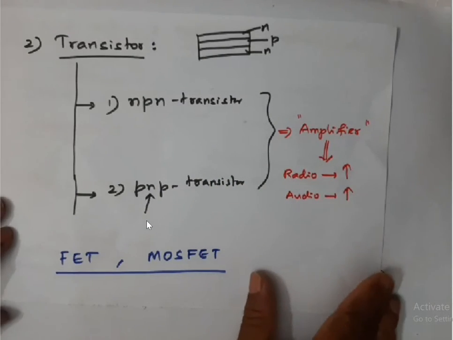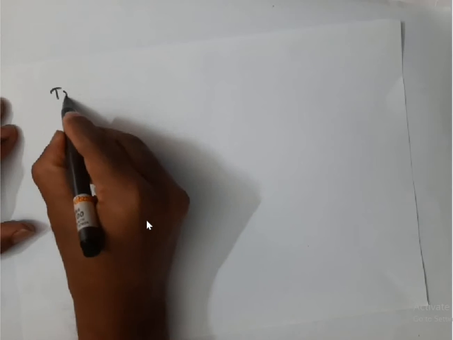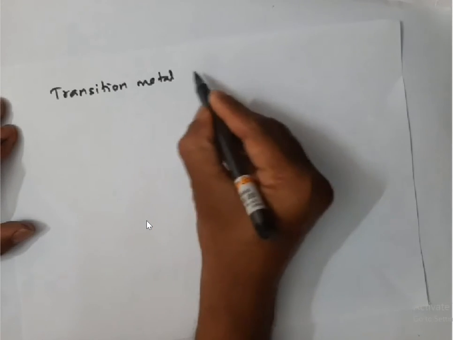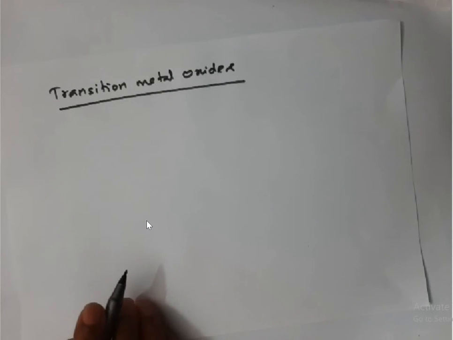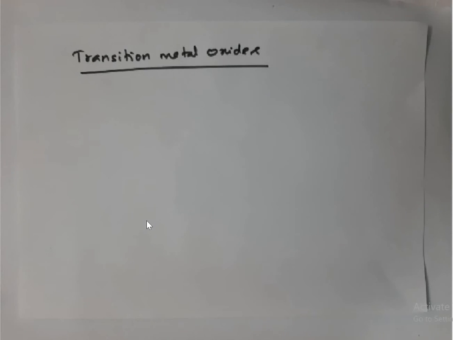Okay. Then, now let me go to the next important one. Apart from these semiconductors, there are certain transition metal oxides. Students, observe this carefully. Some transition metal oxides show conductivity almost close to the conductivity of metals.